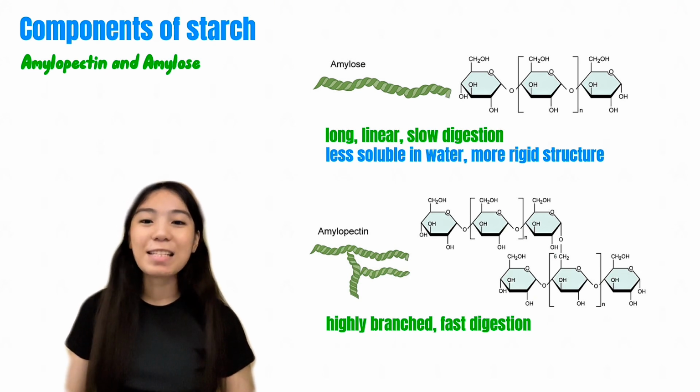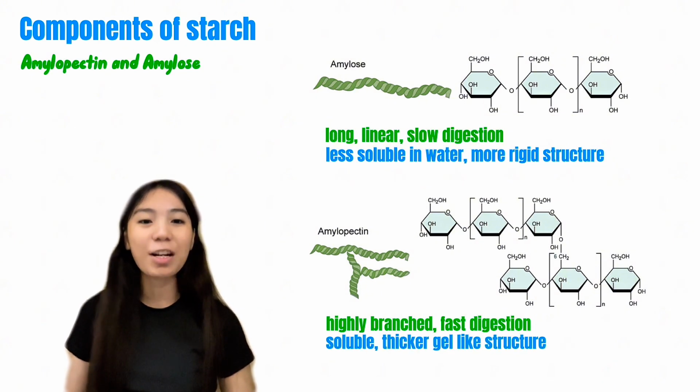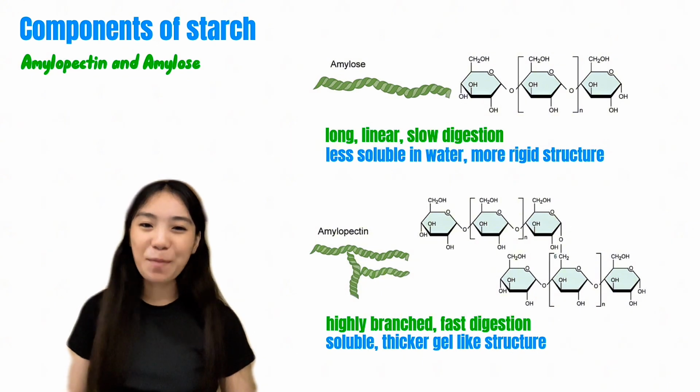Amylopectin's highly branched structure makes it more soluble and allows it to form a thicker, gel-like structure when heated with water. This is why when you cook rice or pasta, it becomes soft and sometimes even sticky. It's the amylopectin at work.